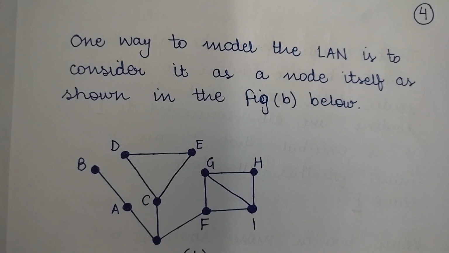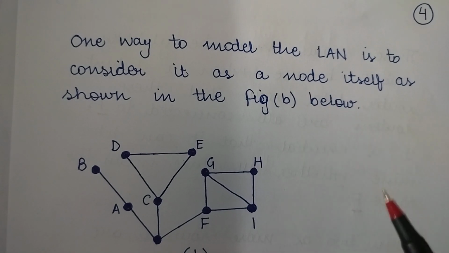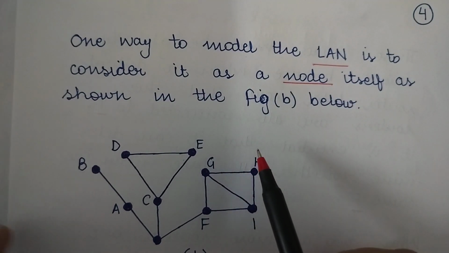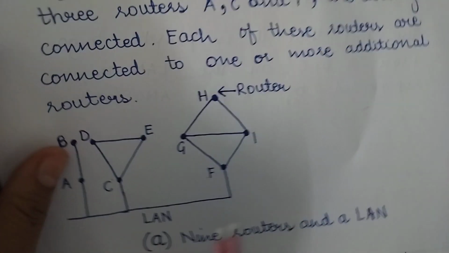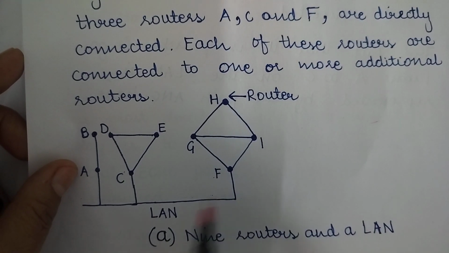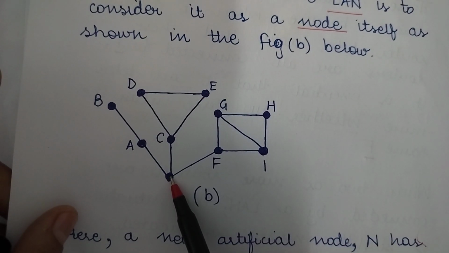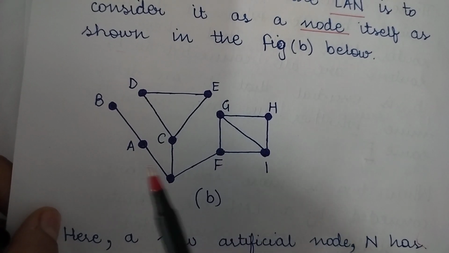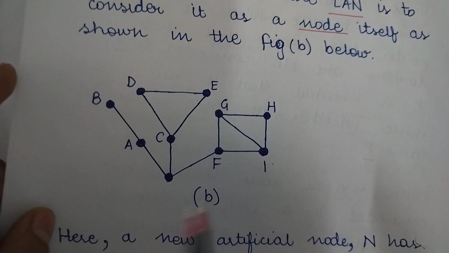So another way to model the LAN is to consider it as a node itself, rather than as a separate wiring system, as shown in figure B below. Here you can see that this particular node represents the LAN. In figure A, this was the complete wiring system; this line is the LAN. But in figure B we have modified this. We consider the LAN as a node itself, and to this node routers A, C and F are connected, which in turn are connected to routers B, D, E, G and I.